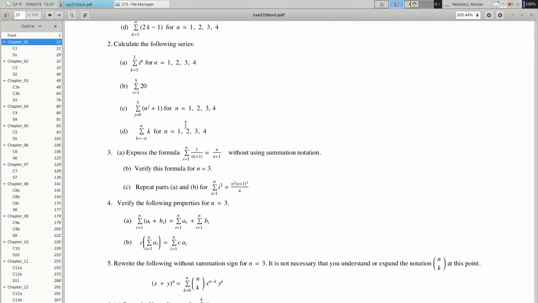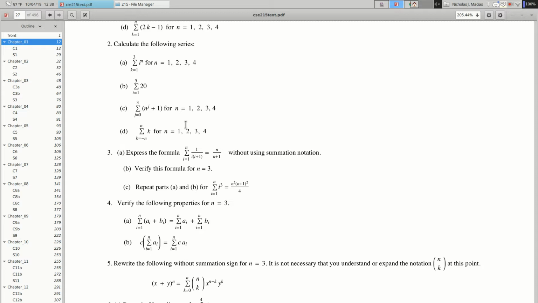Sum of, this one looks more interesting. Sum from j equals 0 to 3 of n to the j plus 1. So when it says for n equals 1, 2, 3, 4, it means there's 4 problems to do here, right? So for example, if we set n equal to 2, this is the sum from j equals 0 to 3 of 2 to the j plus 1.